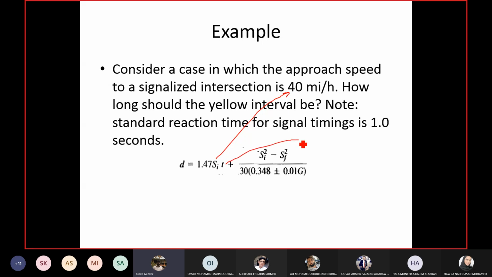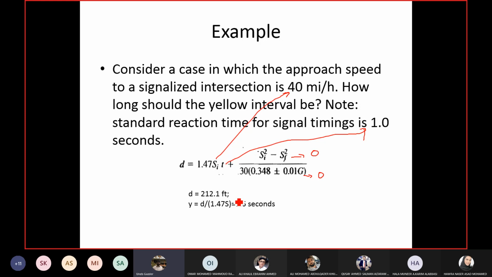Okay, reaction time is 1 second. Since we are talking about stopping, this will become 0. Gradient not given, I will take it as 0. So when you calculate the distance, it comes out to be 212.1 feet. Anybody who has more than 212 feet should stop, and anybody who has 212 feet or less should go.